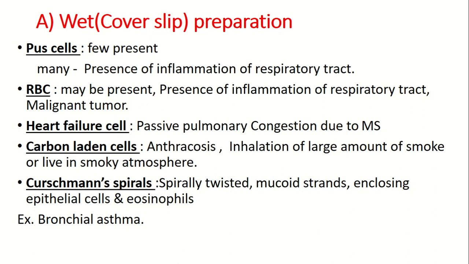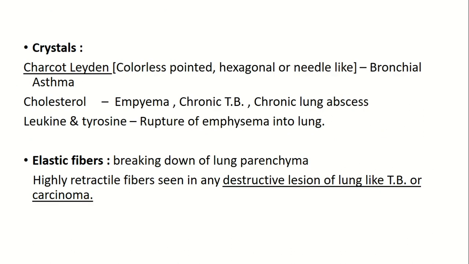Curschmann spirals, that is a very important thing. Twisted mucoid strands, arranged spirally, enclosing these epithelial cells. A very diagnostic material in case of bronchial asthma. Crystals, very important: Charcot-Leyden crystals. They are colorless, pointed, needle-like hexagonal structures seen in case of bronchial asthma.